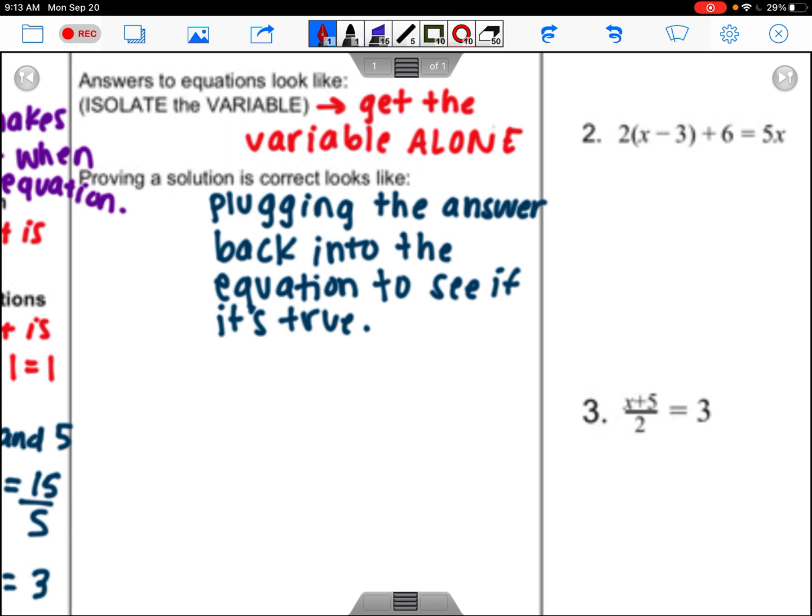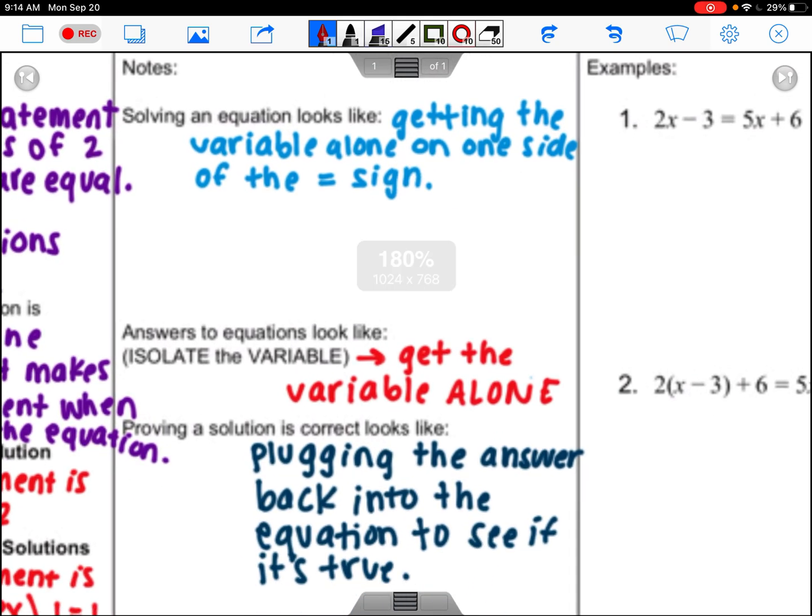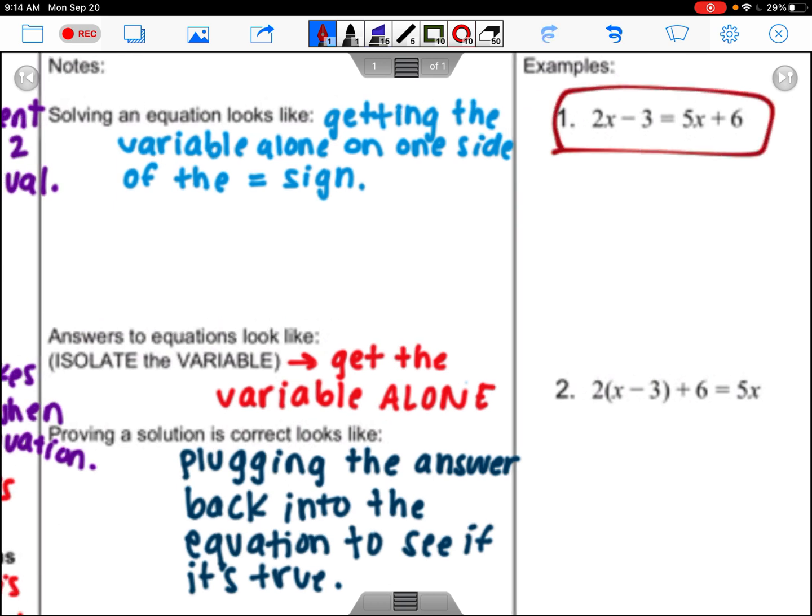Answers to the equations look like isolating the variable. So, I'm missing something, I'm sorry. Solving an equation looks like getting the variable alone on one side of the equal sign, right? So when we're solving an equation, like how we're gonna do over here, we want to get x alone. So solving an equation means you're gonna get x on one side, and let's just say x equals 5, right? That's what you want it to look like at the end.